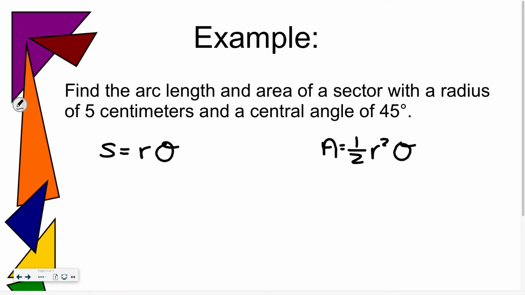Well, I know my radius is 5. And my angle is 45 degrees, but I got a little alarm going off, right? 45 degrees is no good for me. In my two formulas, I need theta to be in radians.